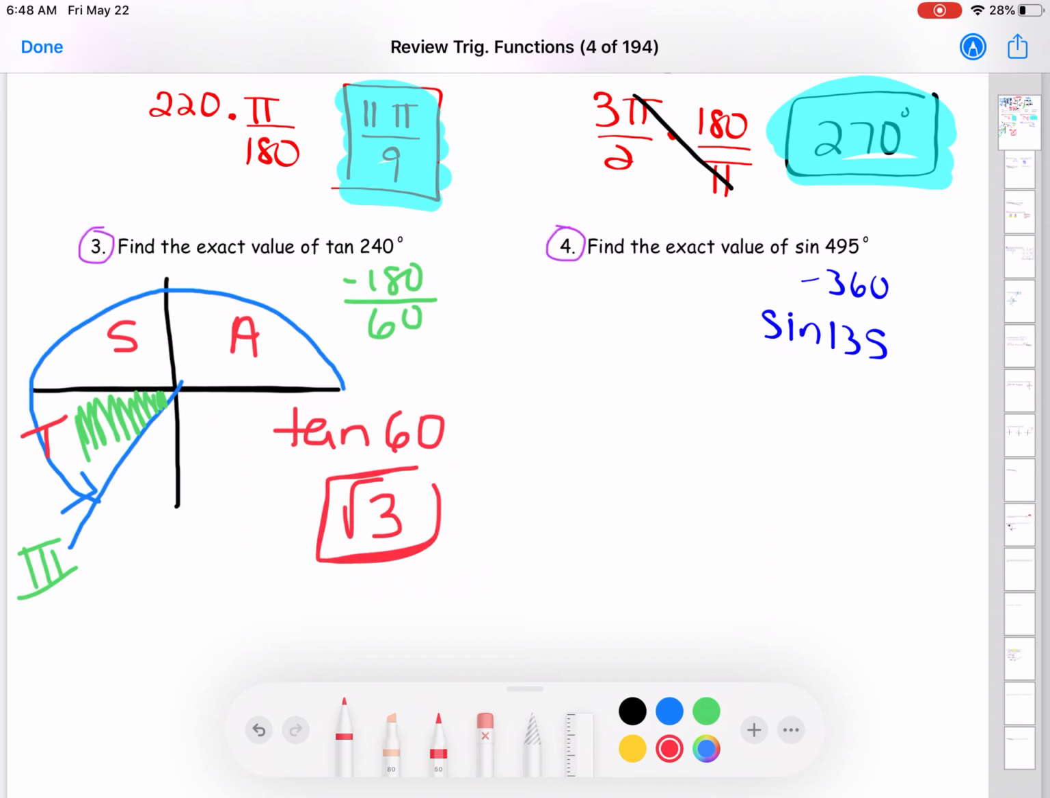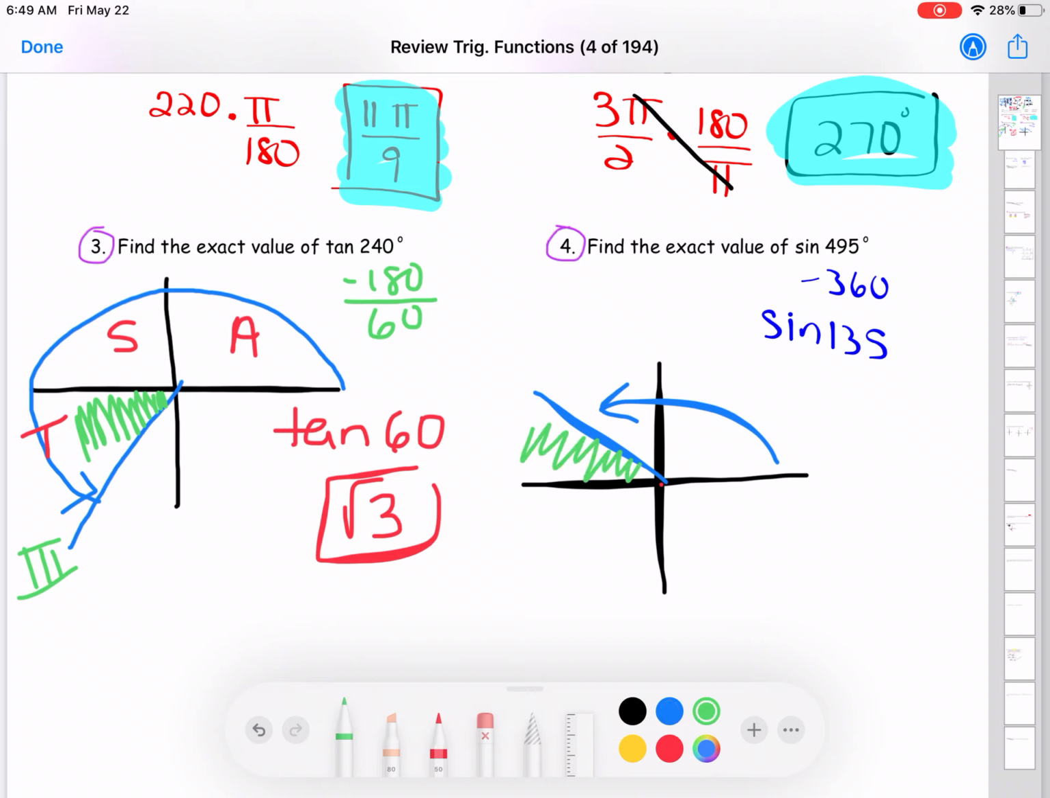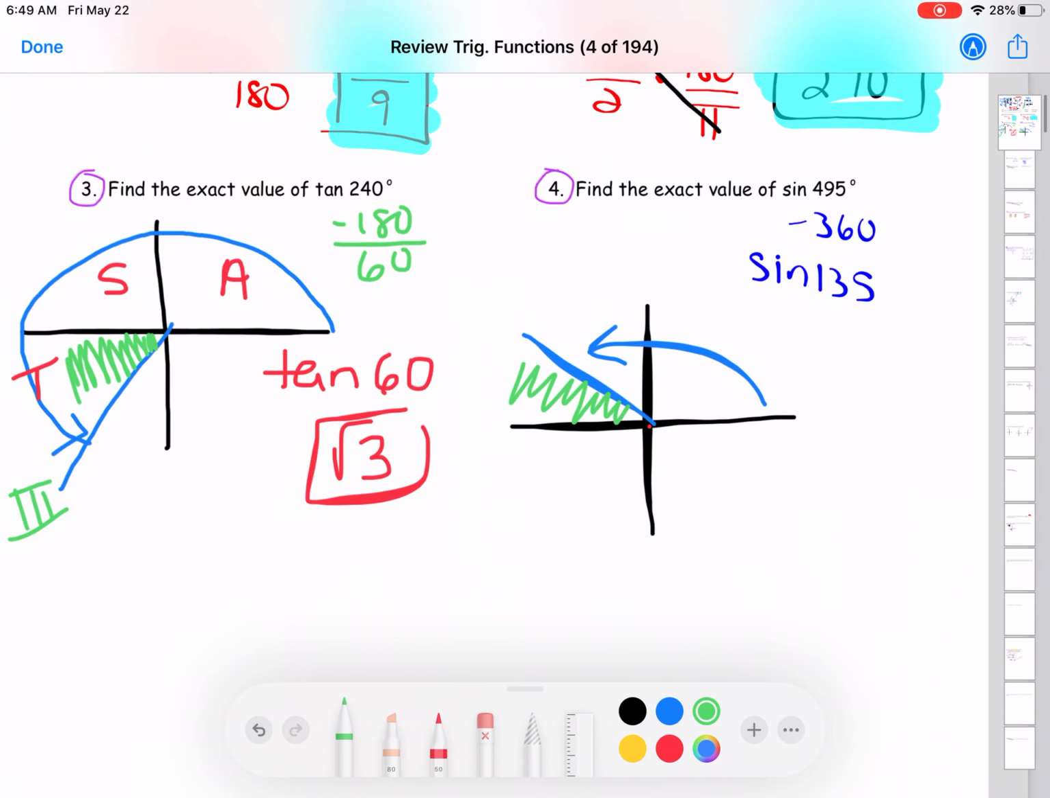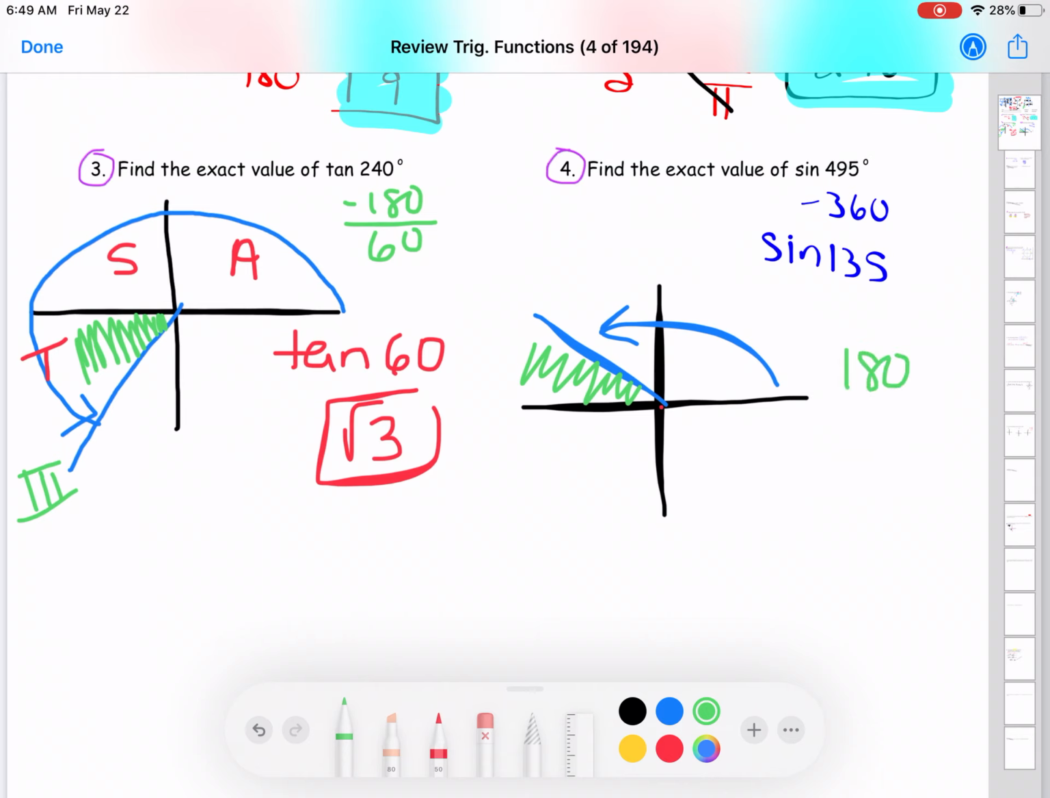Okay, next, find the exact value of sine 495. So if we want to find the sine of 495, remember, we're going to subtract 360 and make the angle between 0 and 360. So I'm left with sine 135. And now we start the process all over again. So where would 135 be? So 135 would land right here. My reference angle is between the terminal side and the x-axis. You can look back up on what to do for your reference angle. Now I'm in quadrant 2, so 180 minus theta. And I get a reference angle of 45.